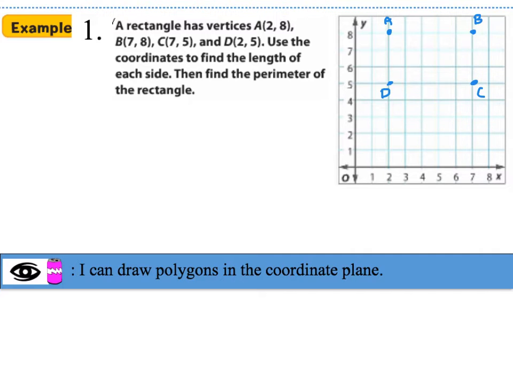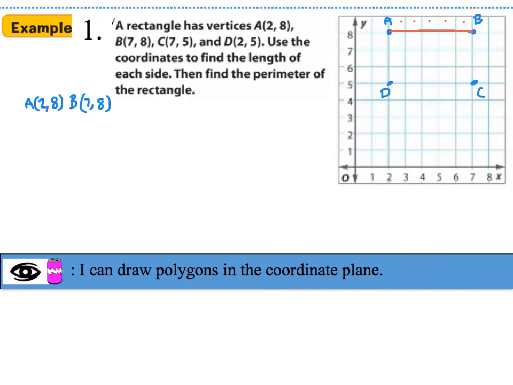Now that we've graphed it, our job is to figure out the distance between each pair of vertices. The first thing I'm going to do is find the distance from point A to point B. Notice we can count the squares. 1, 2, 3, 4, 5. There are 5 squares in between point A and point B. But here's another way to figure that out.